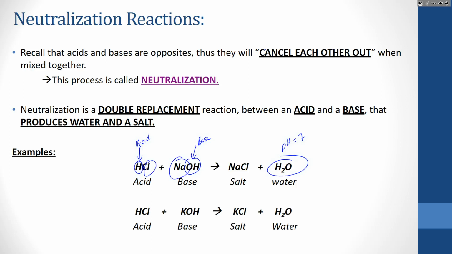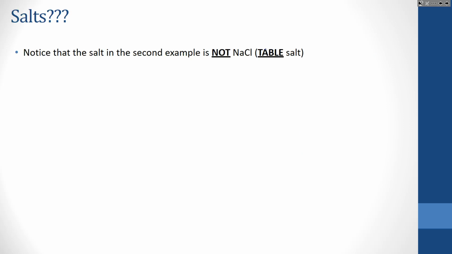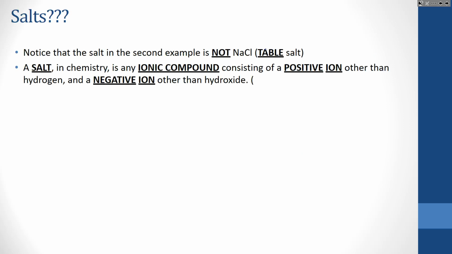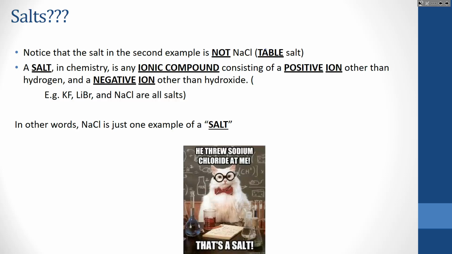So here's another example. We could have hydrochloric acid and potassium hydroxide making potassium chloride and water. Still an acid and base making a salt and water. Now again, we use the term salt to represent any ionic compound that's produced in these kinds of reactions. So notice the salt in this example, it's not NaCl, it's not table salt, but a salt in chemistry is basically any ionic compound consisting of positive ions other than hydrogen and a negative ion other than hydroxide. So sodium chloride that we're familiar with, that's just one type of a salt.